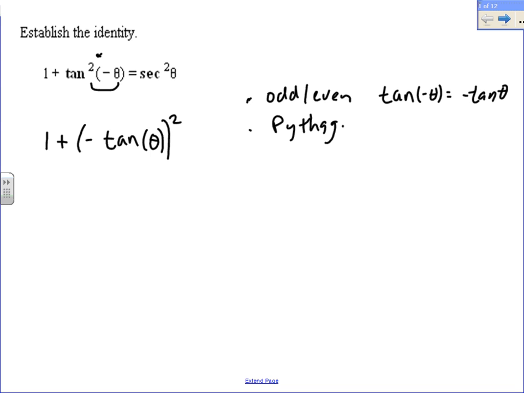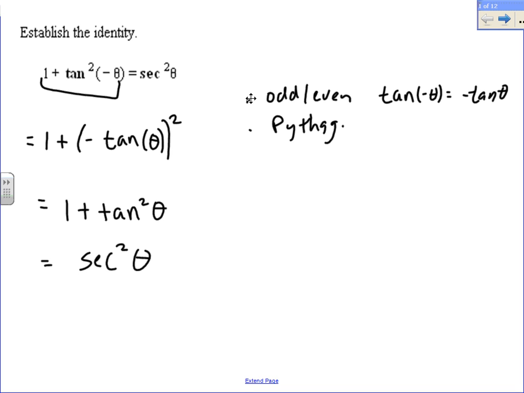And notice if I square something that's negative, then that's just going to be positive. So it just gives me 1 plus tangent squared theta. And now we should recognize that as an identity: 1 plus tangent squared theta is secant squared theta. Now, the idea in verifying an identity is you try to do things to this side. In other words, show your work. How does this side equal this side?